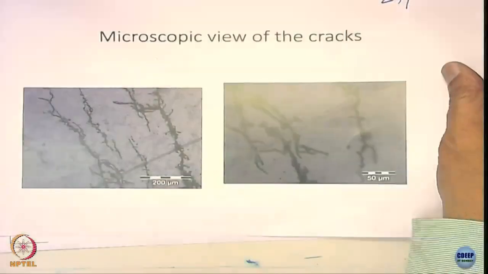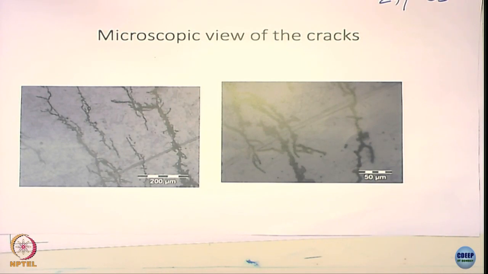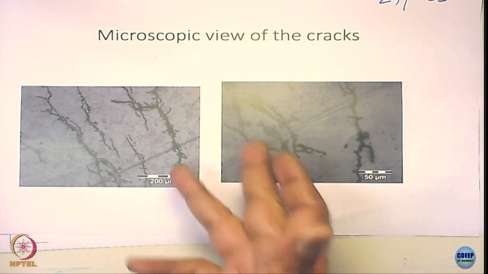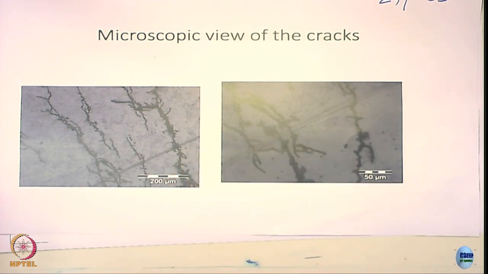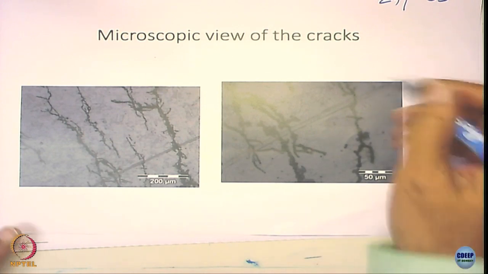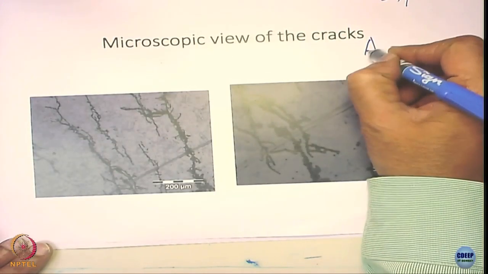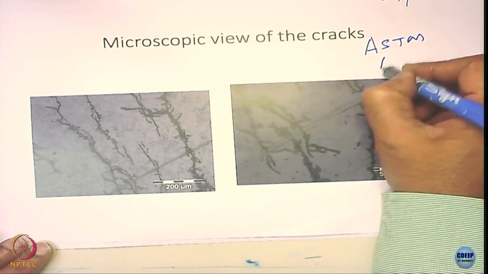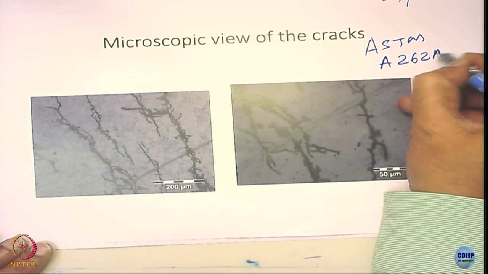Now, if you do not identify that, then you will not identify the problem. Let me just spend a minute and then I will close today's discussion. If you find a crack like this, both of these were subjected to, you guys already studied sensitization, right? It is a stainless steel, and they carried out the ASTM A262A test.